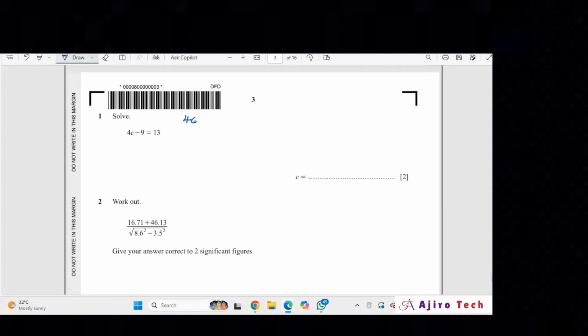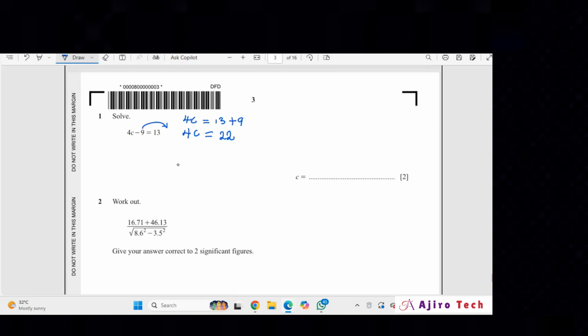So it's going to be 4c, which is equal to 13 plus 9. Why is that plus? I'm taking this 9 to the other side, which is the right-hand side. Once you do that, if it is negative 9 and it is crossing the equality sign, it changes to positive, and if it is positive 9 and it is going across, it becomes negative. That is why you see this one here is plus 9, because this is negative 9. So from here, you have 4c equal to 13 plus 9, and 13 plus 9 will give us 22.